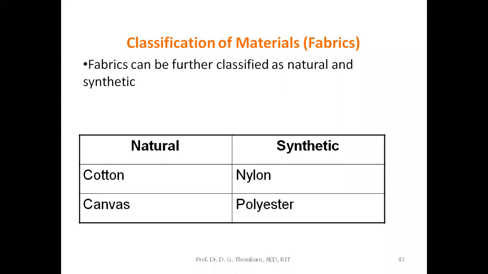Now the last material is fabric. Fabrics are used for clothing purposes, upholstery, curtains, shade, temporary shade, tents. So there are a lot of applications of fabrics. Fabrics can be made either from natural material like cotton or canvas, or from a synthetic material like nylon or polyester.